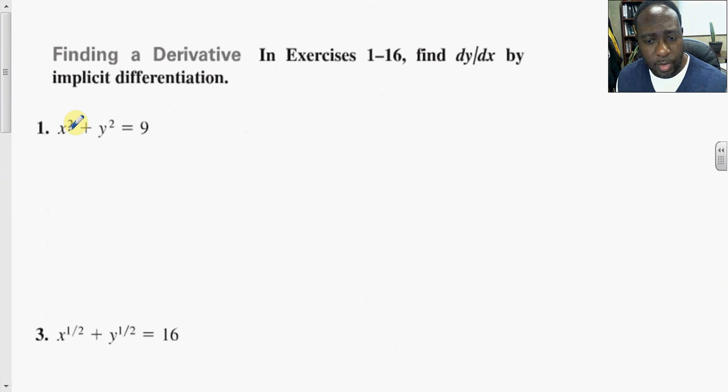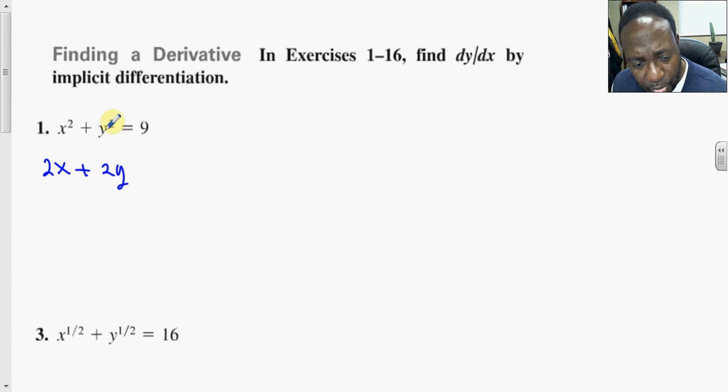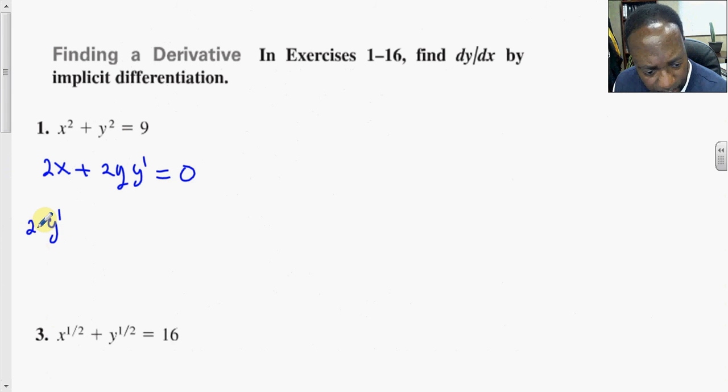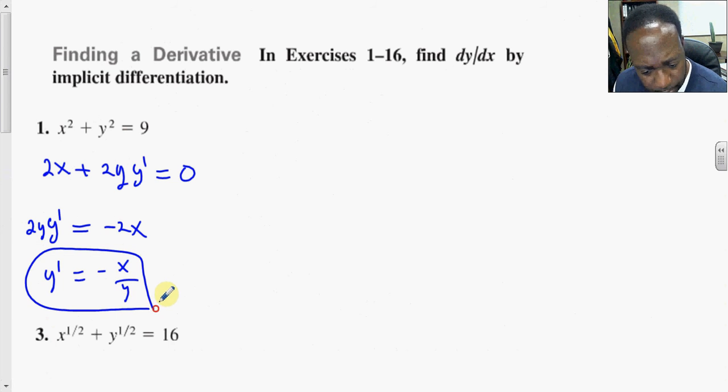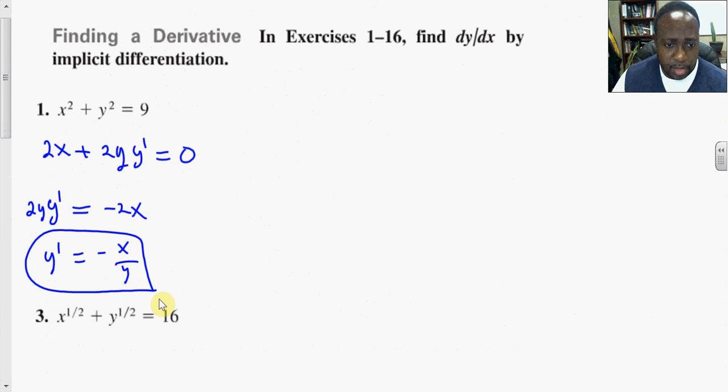So here we calculate the derivative implicitly. We're looking for dy over dx. We take the derivative, we get 2x plus 2y. Apply the chain rule on y squared, so it's 2y times the derivative of y, we just call that y prime, is equal to the derivative of a constant, which is 0. And so here we isolate y prime. Notice that you have 2y times y prime is equal to negative 2x. Divide both sides by 2y, and so we get y prime is equal to negative x over y.